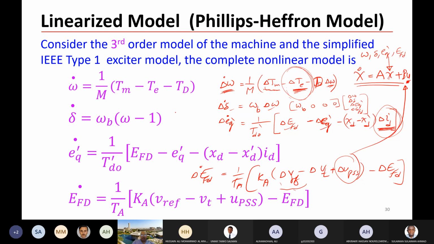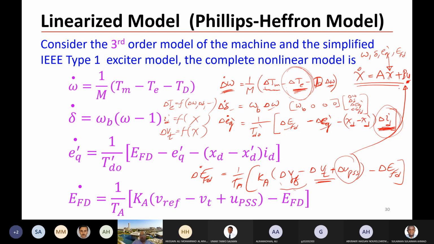You need to express delta TE in terms of the states. What else? The ID also. You need to express ID in terms of the states. Here we have delta VT also, and delta VT is not ready. We need to express delta VT in terms of the states in order to write the linearized model, which is X dot equal to AX plus BU.